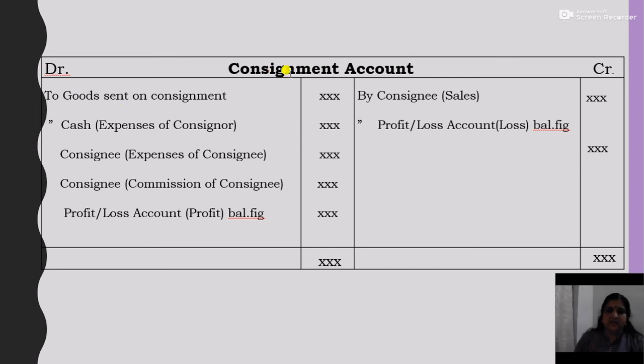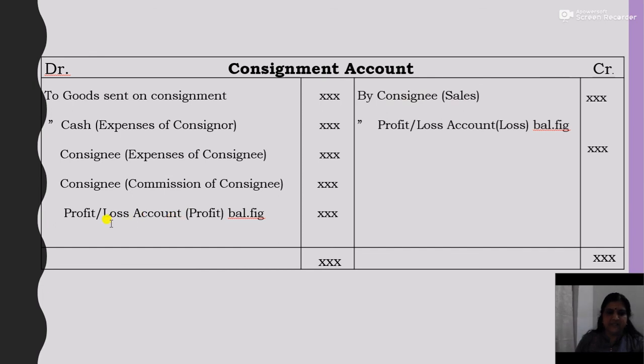So these are the various journal entries required in the books of consignor and also consignee. Now all these entries will be posted to various accounts. In consignment account, the amounts shown on the debit side are goods sent on consignment, then cash, that is expenses of consignor, consignee, that is expenses of consignee, then consignee, that is commission of consignee. And on the credit side, there will be by consignee, that is the amount of sales, then the balancing figure, that is either profit or loss.